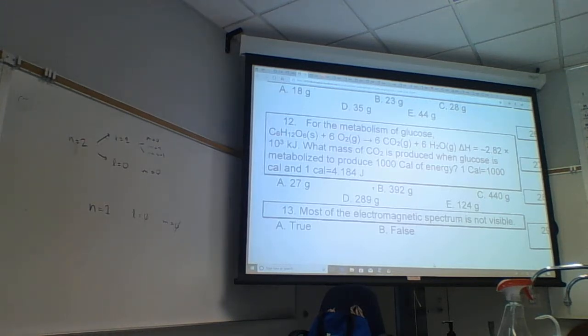Okay. And then what? 6 moles CO2 over 1 mole of glucose. And then 44.01 grams of CO2 over 1 mole of CO2. Okay, and then you got 392 grams? Yeah. That's good. That looks good. Okay, other questions?